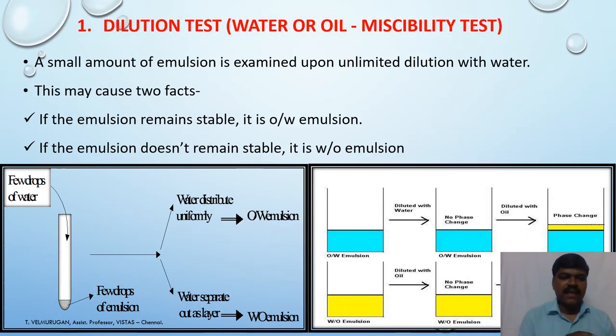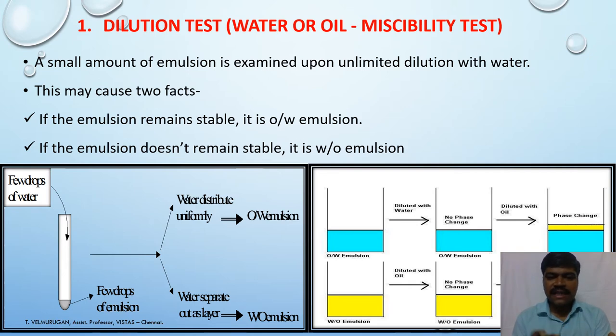We'll see the first, dilution test. What do you mean by dilution test? You already know what dilute means. Simple thing: you have something, you dilute it, then you check whether it dilutes or not. I will explain. A small amount of emulsion is examined upon unlimited dilution with water. Say you have a beaker with an emulsion in it, and you don't know which type of emulsion is inside. You have to find that out with the help of the dilution test. Okay, now we'll start.